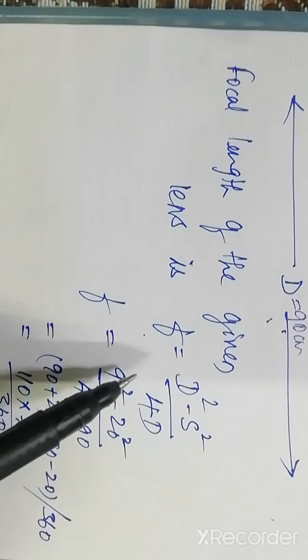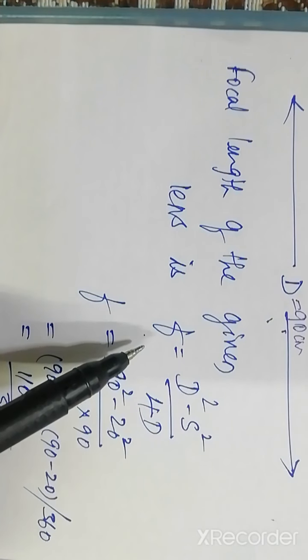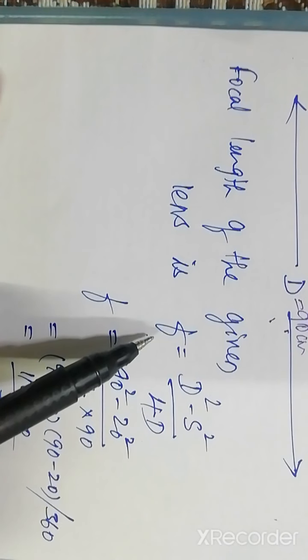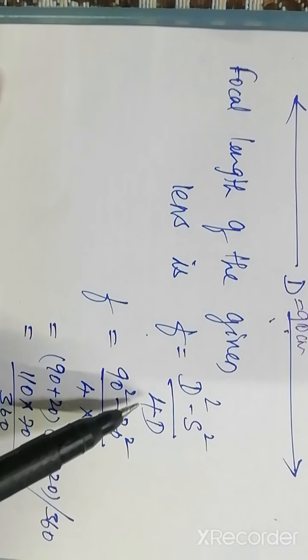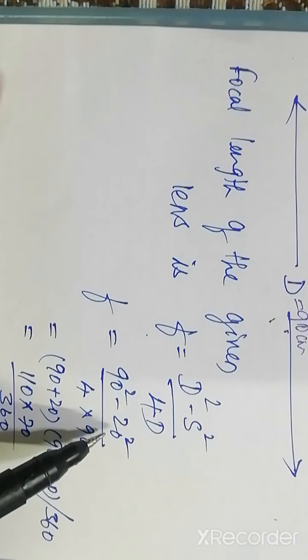Yes. So derivation of this formula is not there for the syllabus, but this numerical sum is in the textbook exercise. Straightway you can use this particular relation to work out the focal length of the given lens. So f equals to D square minus s square divided by 4D. Capital D is 90. Shift in the position of the lens is 20 centimeter.